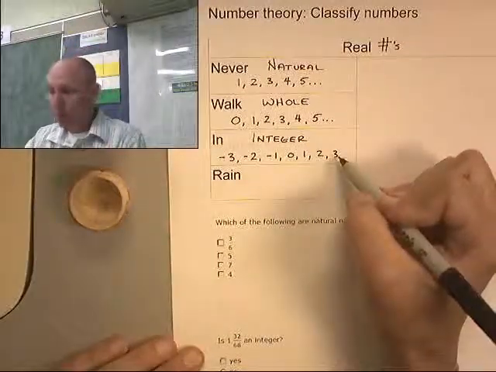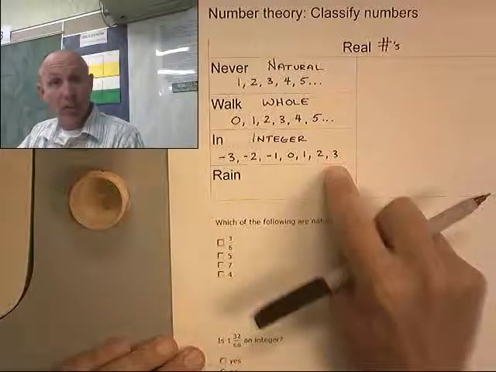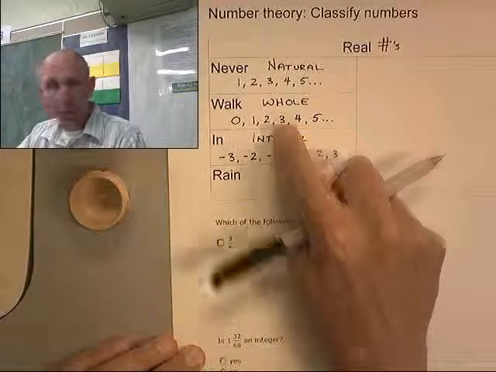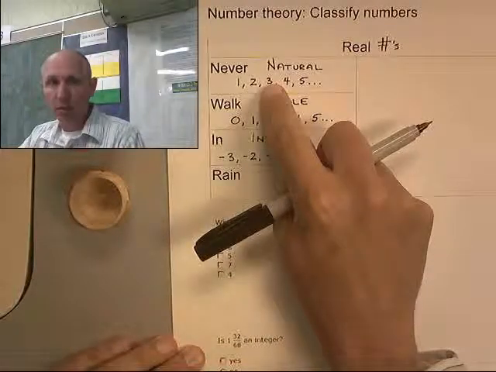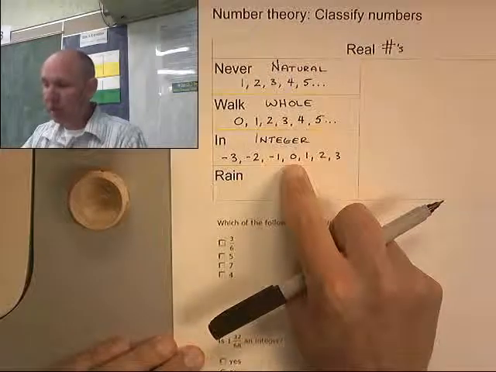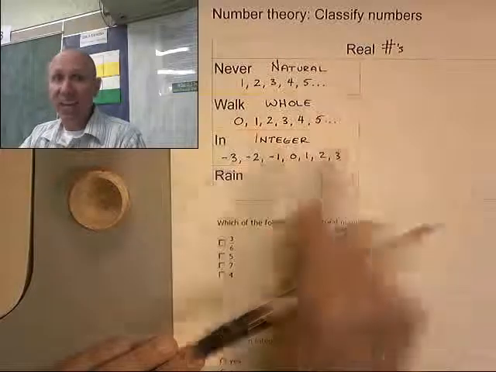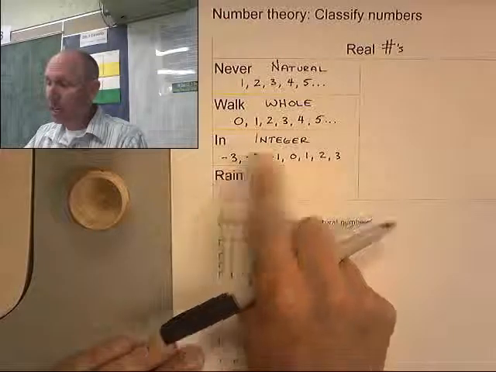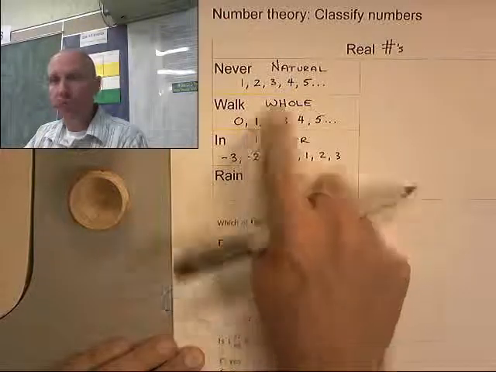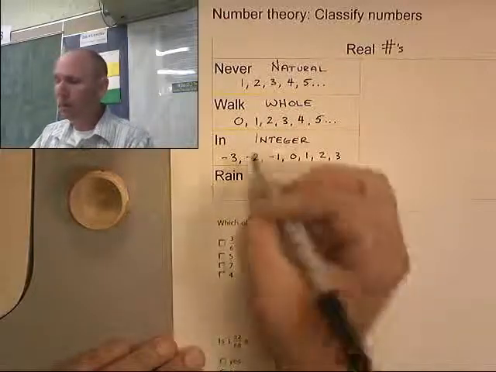Now, look at the number 3. The number 3 is an integer, but it's also a whole number, but it's also a natural number. 0 is an integer, a whole number, but it's not natural. -3 is only an integer. He's not whole and he's not natural.